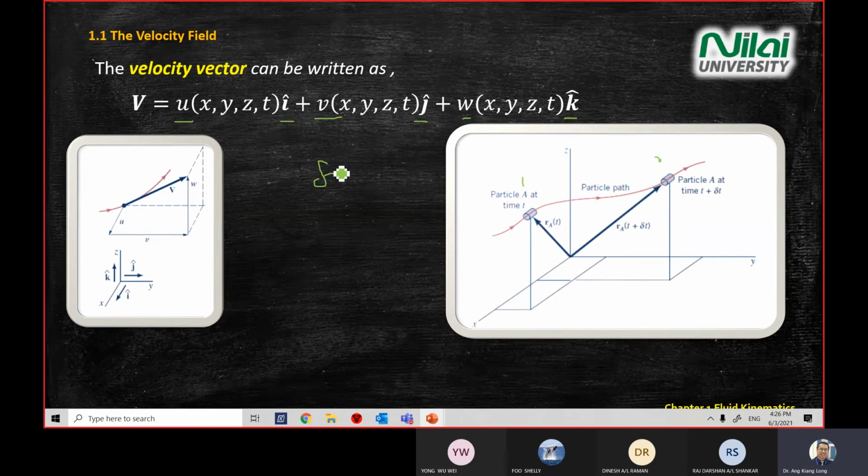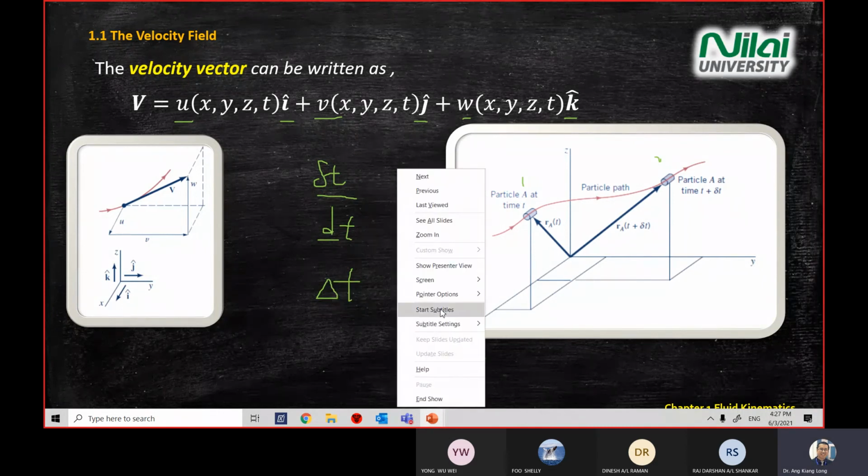So delta t means small changes of time. If you look at d, d also means a change of time, but it is more on a differential dimension. If you look at changes of t, delta t, then this one will be bigger. So this one is a partial differential, very, very small changes. This one is a little bit bigger than that one. And this one is the biggest dimension.